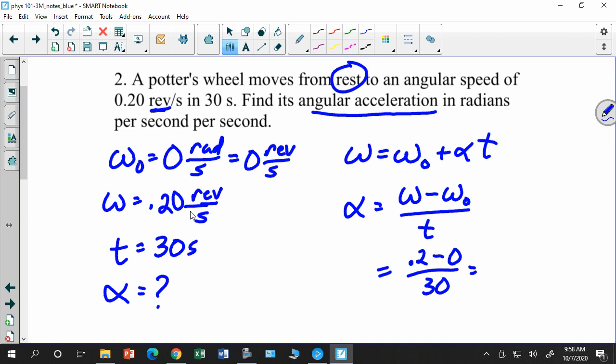That is 0.007. That's in revolutions per second squared.